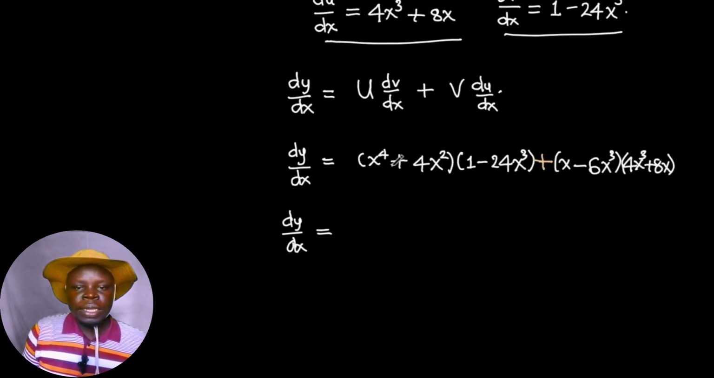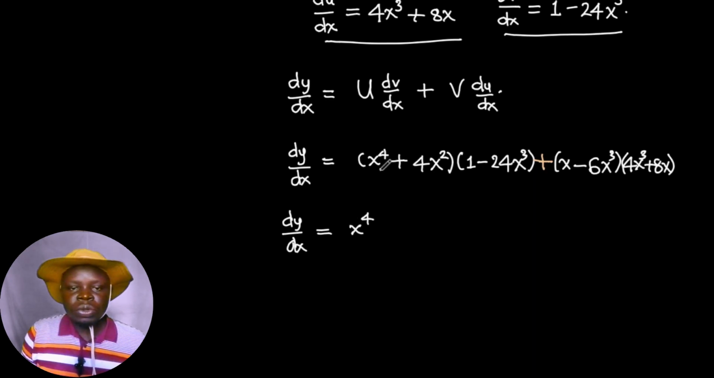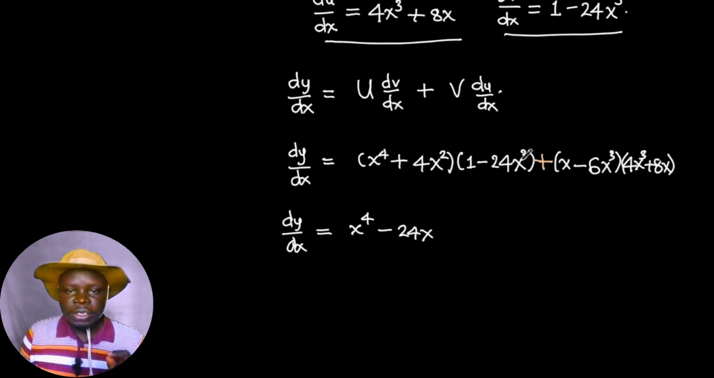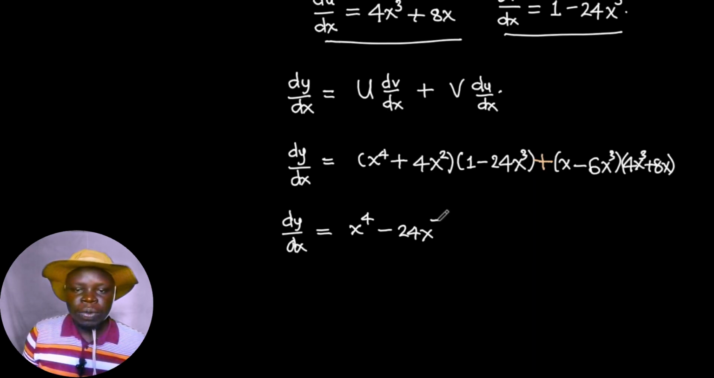Now we multiply this bracket by the first term here. So we have x to the power of 4 multiplied by 1, here we have x to the power of 4. So x to the power of 4 times 24x cubed, we get minus 24x. When we multiply numbers with the same base, according to indices, the powers will add together. So we shall have 4 and 3 added together to 7, and that is the power for the combined x being multiplied together. Now we are done with this term.